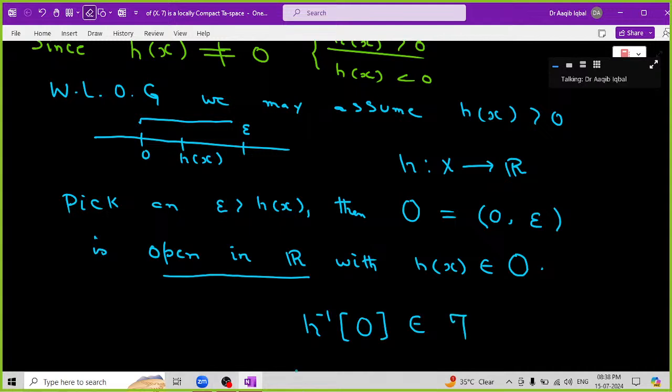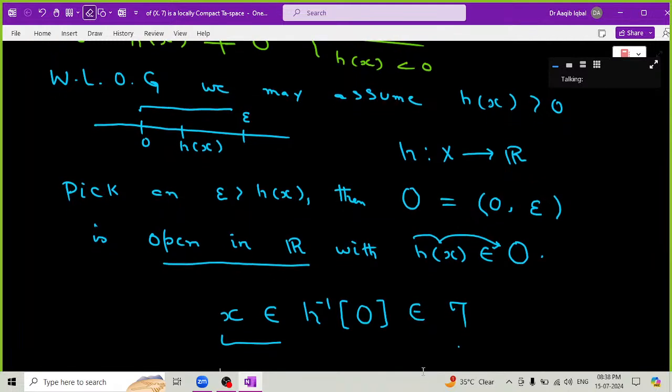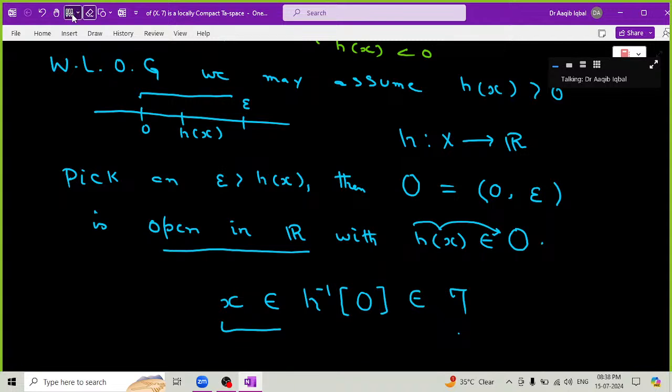And what is h inverse O actually? It's the set of all those x's in X whose image goes to O. Since the h image of x is also going to O, this x will be in h inverse O. So because h inverse O contains x, it becomes a non-empty open set. Okay, we denote this h inverse O by V. So let's denote this by V. Then this V is non-empty and open.